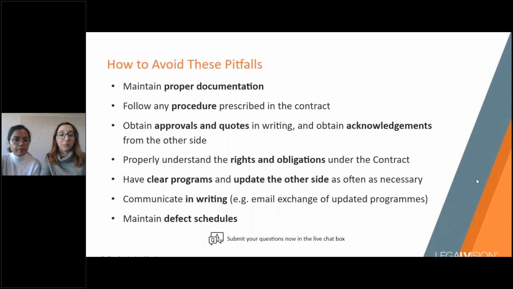Another point is to have clear programs and update the other side as often as necessary. In larger projects, builders may keep a master project program that they can regularly update and they can circulate to all of the relevant parties. Updates could also be as simple as informal correspondences like email updates. Sometimes superintendents keep an internal electronic register that records all communication, which different parties have access to. While this isn't practical for smaller jobs, there might be ways to replicate it in some way, like keeping a copy of all of your emails on a cloud server or organising them into separate folders in your email.